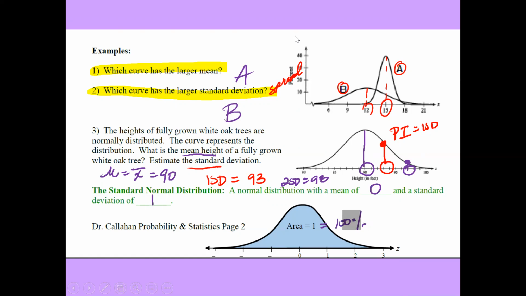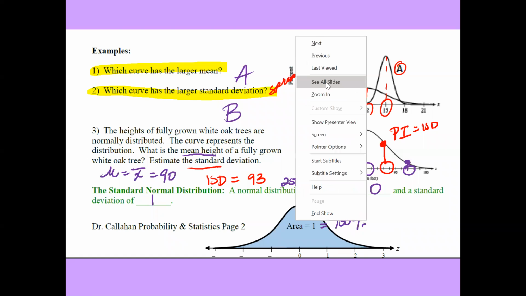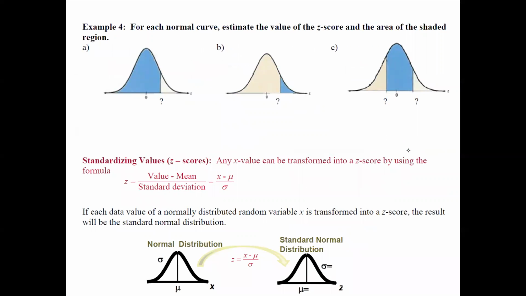Go ahead and fill out the following, and then we'll go over some more examples. All right, so let's go ahead and take a look at this page right here. Example 4. For each of the normal curves, estimate the value of the z-score and the area in the shaded region. So look at the blue part where it's shaded.